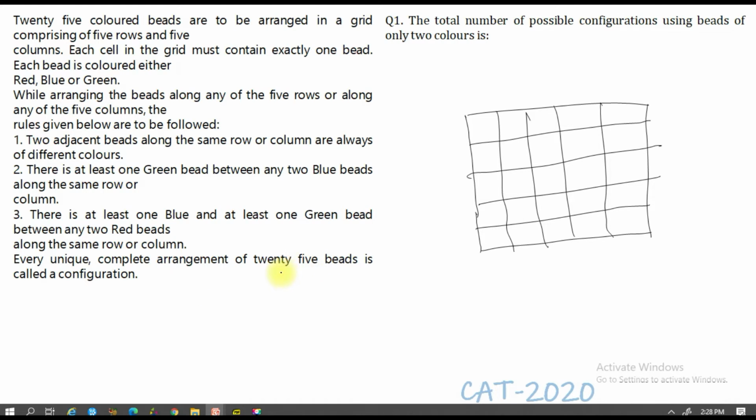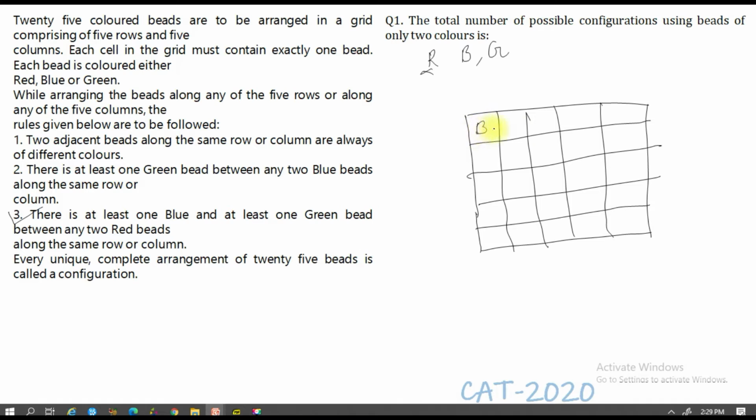Okay, let's directly jump to the questions, because there are only 3 clues and I can see them here. The total number of possible configurations using beads of any 2 colors. Any 2 colors, that means I'll use any 2 colors among red, blue or green. But you're looking for the total number of possible configurations using beads of only 2 colors. So if you're going to use red, in that case you'll have to use blue and green also. Why? Because of this clue. There is at least one blue and at least one green bead between any 2 red beads. So I'm not going to use a red bead here.